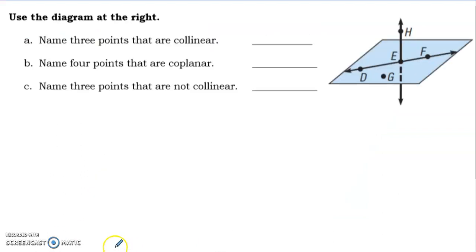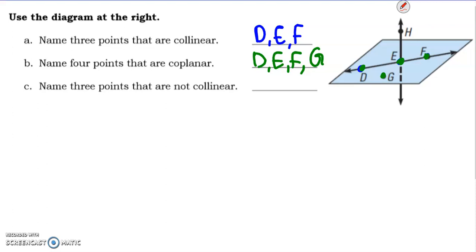So name 3 points that are collinear. We have D, E, and F are all on the same line, so they are considered collinear points. So D, comma E, comma F. Name 4 points that are coplanar, so 4 points that are on the same plane. Well, D, E, and F are all on the same plane. And then the 4th point that's on that same plane is G. Okay, H is above the plane, so it is not on the same plane as those 4 points.